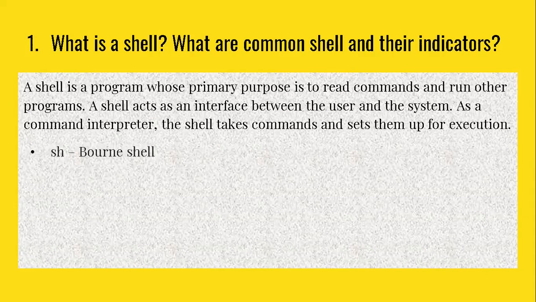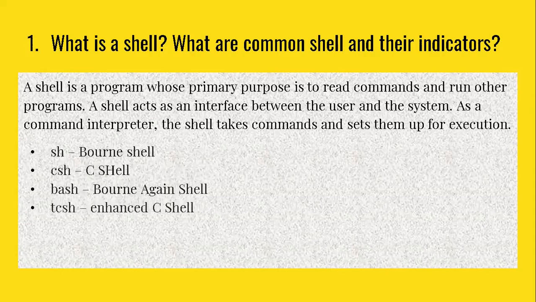If we talk about shells, there are various types of shells. SH is Bourne shell, CSH is C shell, BASH is Bourne Again shell, TCSH is enhanced C shell, ZSH is Z shell, KSH is Korn shell.